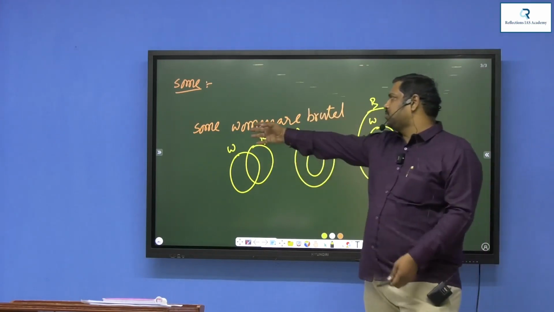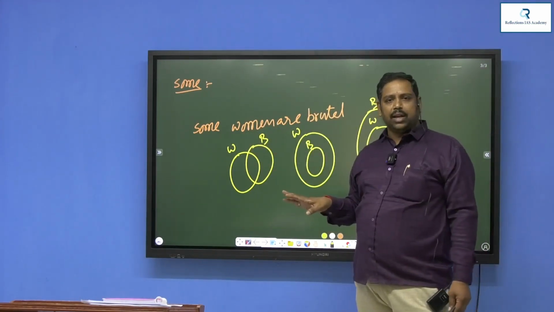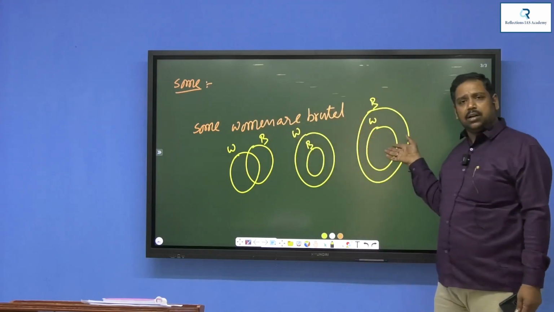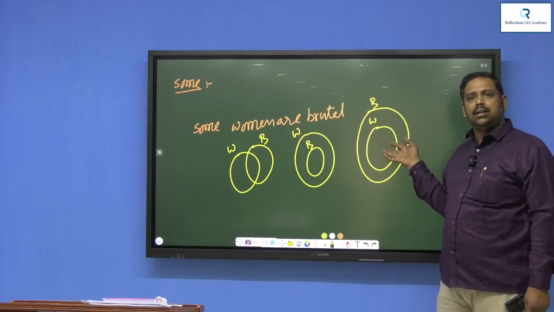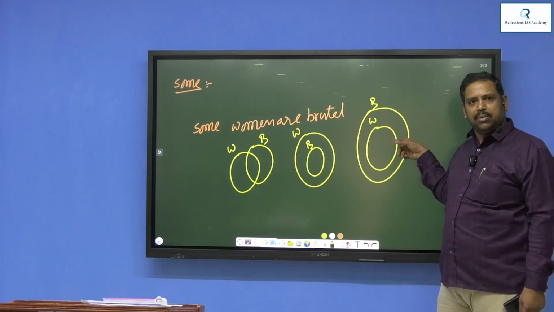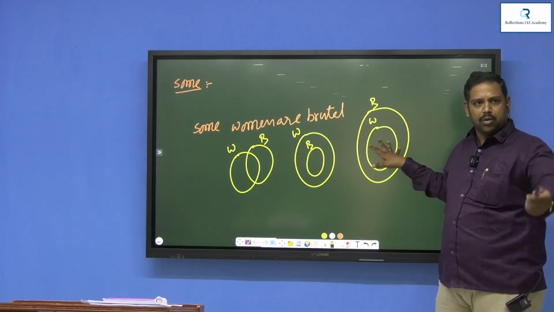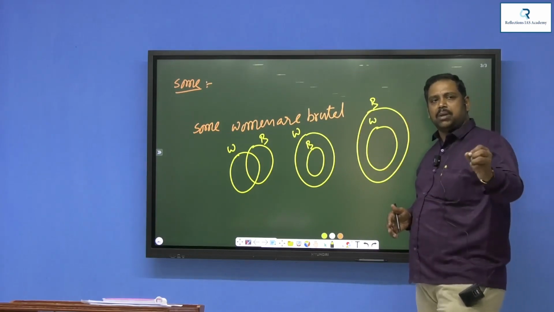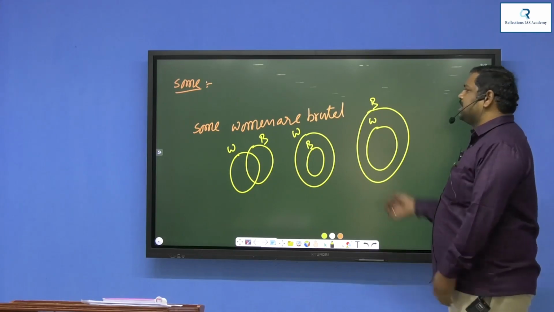Okay, what is the contradiction of some? No women is brutal. Is it correct? No. That means that negation is not this one. Means this is the correct one only. Got it? Still have some doubt? After some time you will get the clarity. Don't worry. Okay, some women are brutal, right?